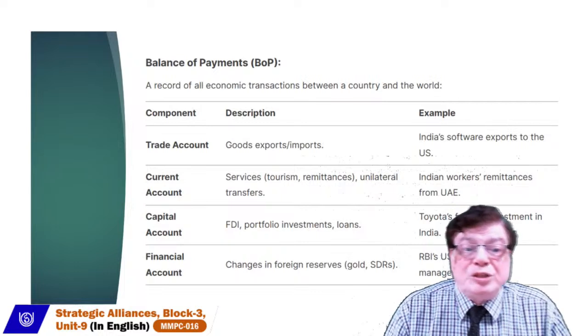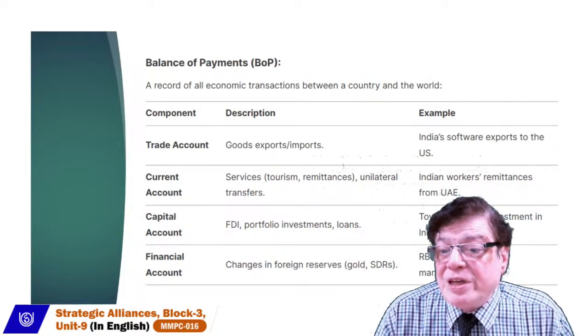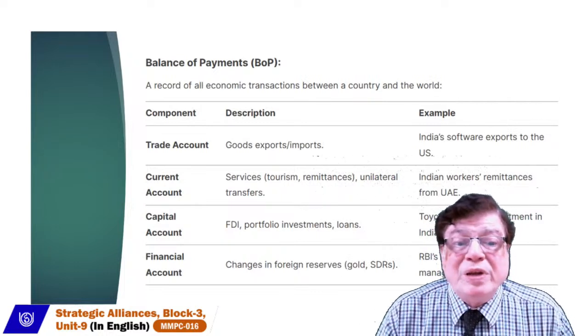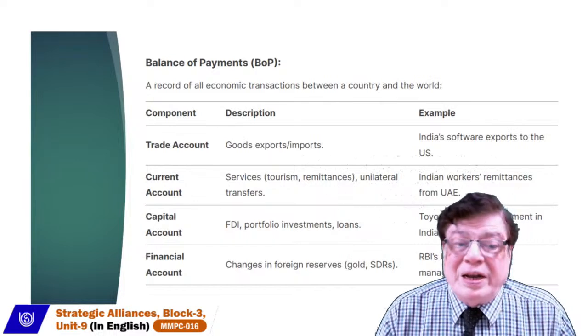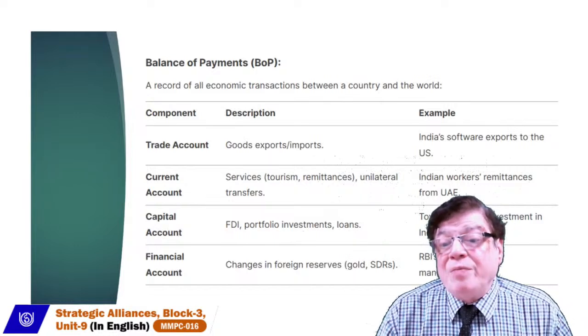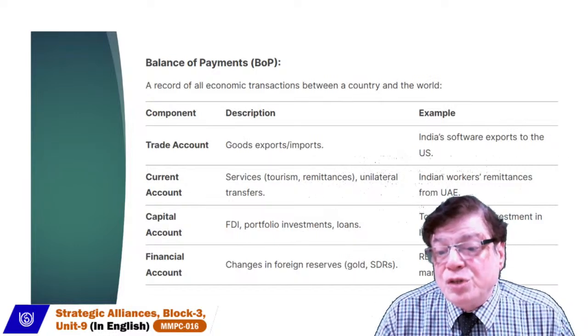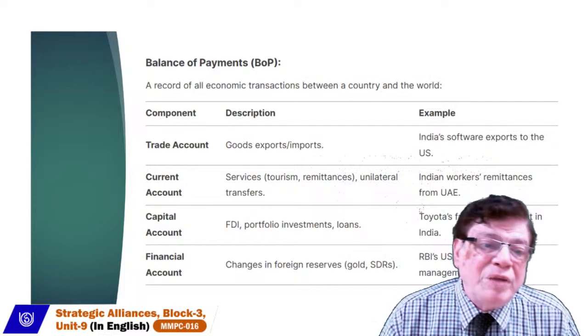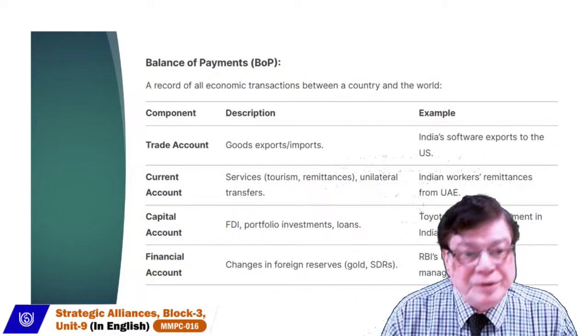Then capital account means Toyota factories' investment in India. Toyota factory has invested money in their factory in India. That amount will come in the capital account. Then financial account: RBI's US dollar reserves management, that amount will come in the financial account.